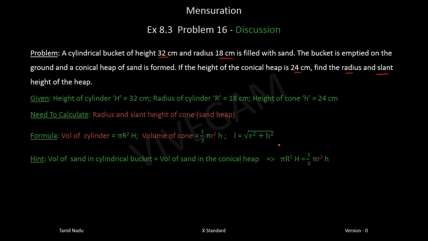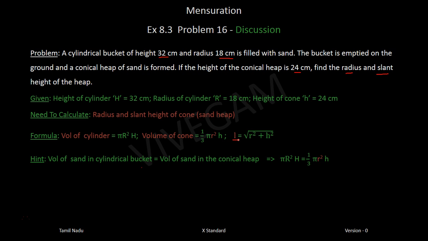Once you know r, then the slant height of the cone can be calculated, because h is already given here. H is 24 cm for the cone. Radius you are calculating in this step. So put that value and you will be able to get the value of the slant height.